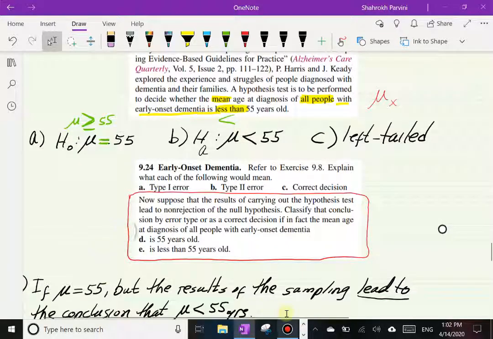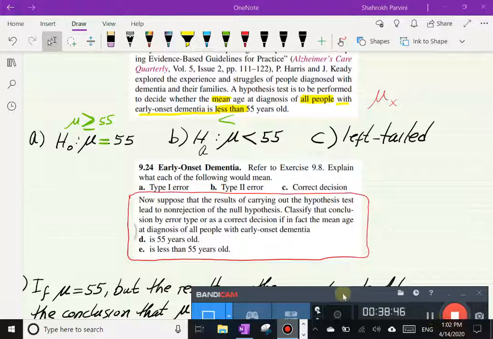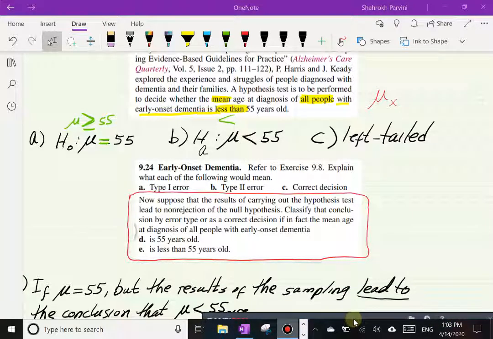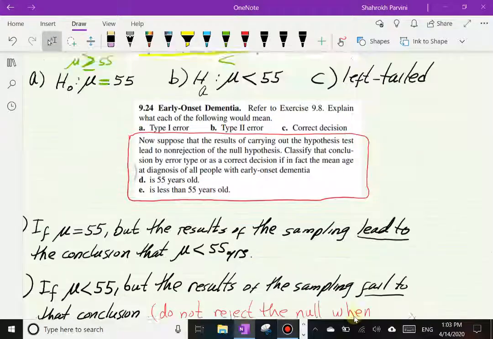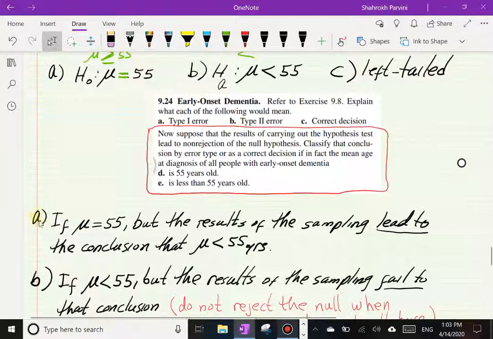Now when we say reject the null, let me pause. Okay, rejecting the null here in our example, that means mu is equal to 55. So remember, you reject the null when in fact it's true. So if the mean is indeed 55, but the result of the sample leads to the conclusion that it is less than 55, that's what a type 1 error would be.